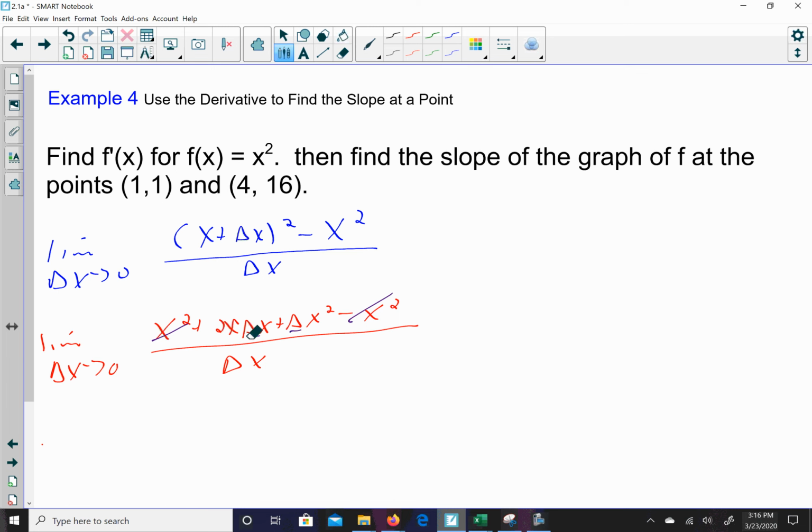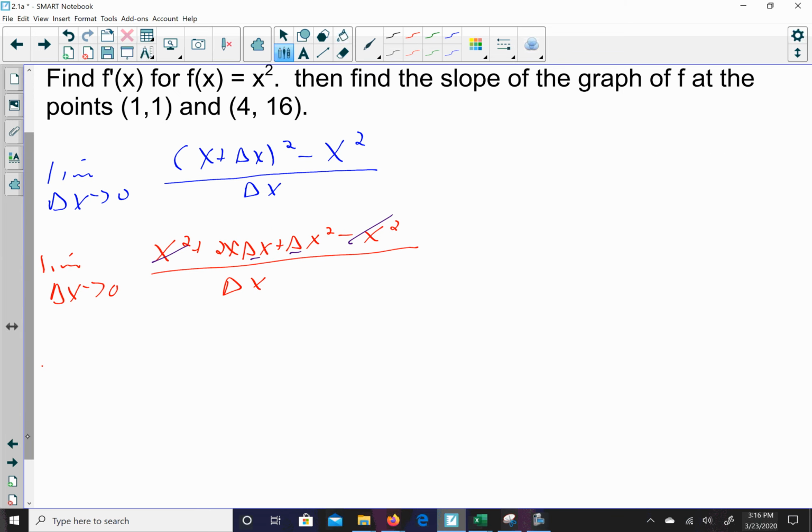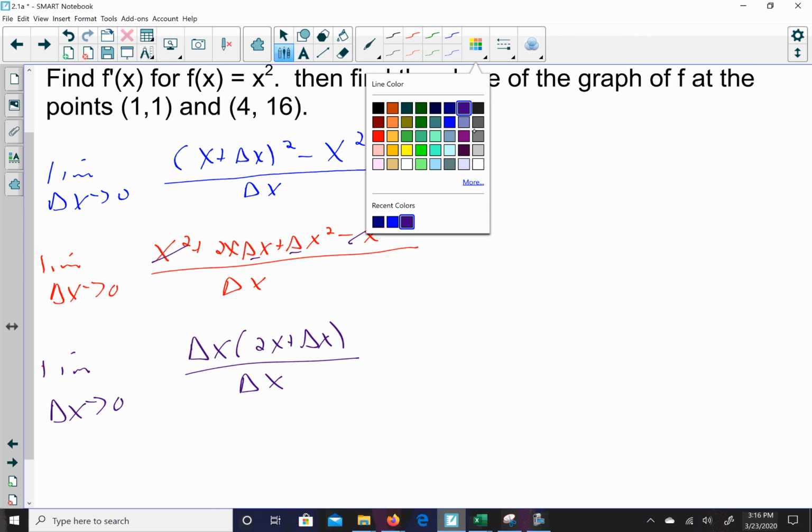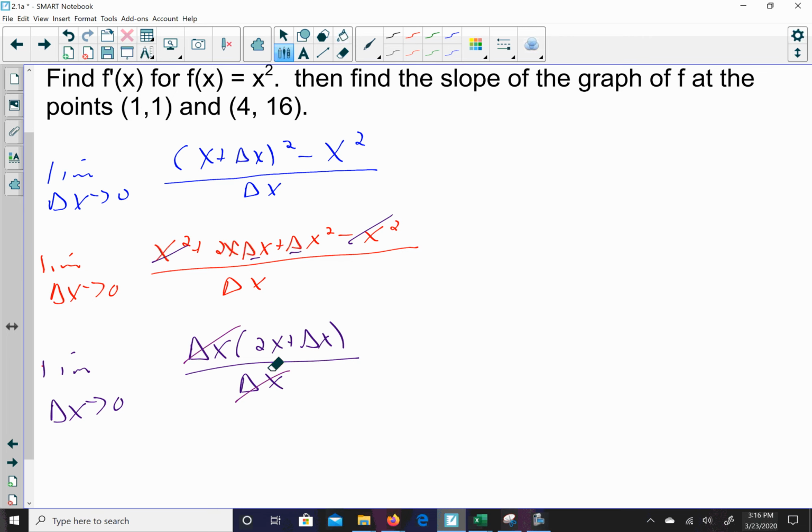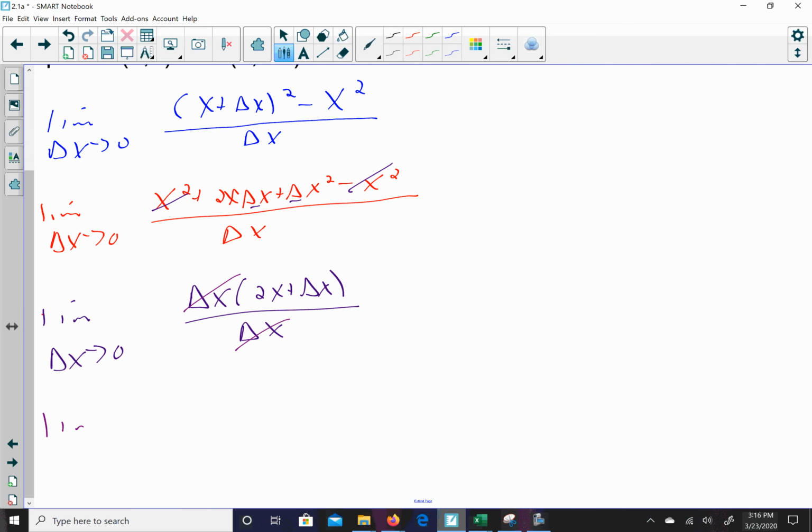What I'm left with is two terms that have delta x in them. So I'm going to say the limit as delta x approaches 0. Factoring out the delta x, I'm going to have delta x times the quantity 2x plus delta x all over delta x. Here I can see that the delta x's will cross out and simplify. So now I'm left with the limit as delta x approaches 0 of 2x plus, and in place of delta x, I write 0. So I'm left with 2x.